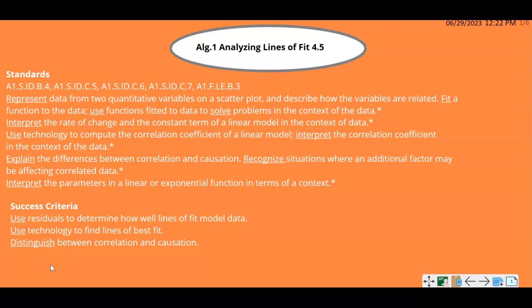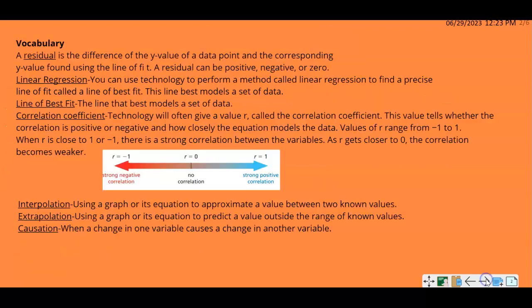All right, today we're going to do analyzing lines of fit. All right, here's your state standards, your success criteria. You need to be able to use residuals to determine how well lines of fit model data. You need to be able to use technology to find lines of best fit, and you need to be able to distinguish between correlation and causation.